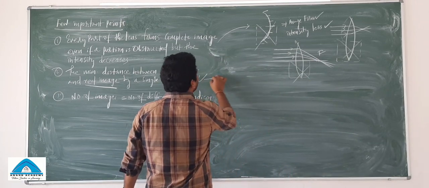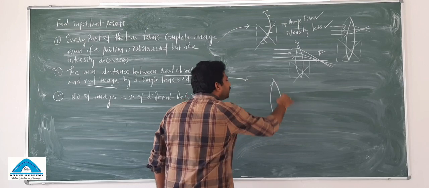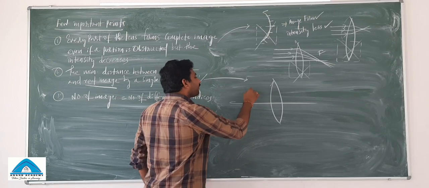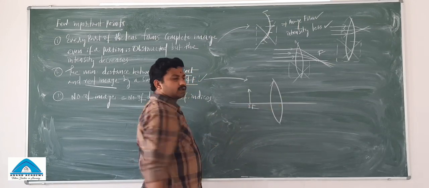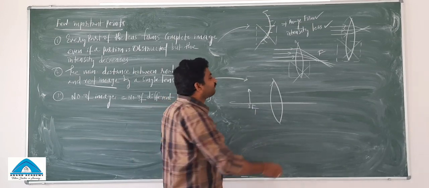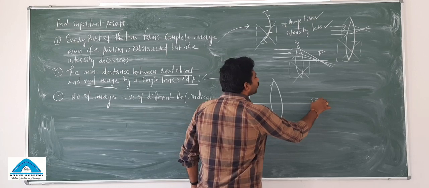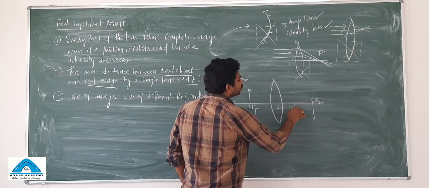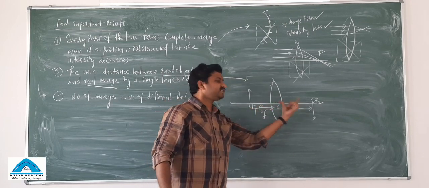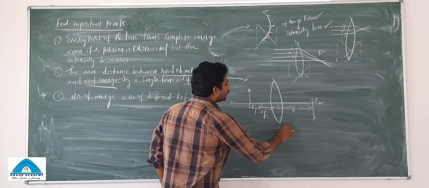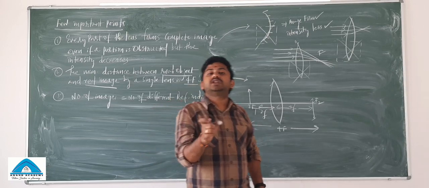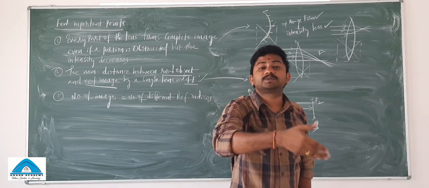So now let me draw the second point explanation here. This is a convex lens and this is the principal axis. Imagine I have kept the object at 2f, so maybe it is 2f1. So where will the image be formed? A real image will be formed at 2f2. So this is 2f and on the other side also it is 2f, right? So what is the total distance between the real image and real object here? 4f, and that is called the minimum distance between a real object and a real image.